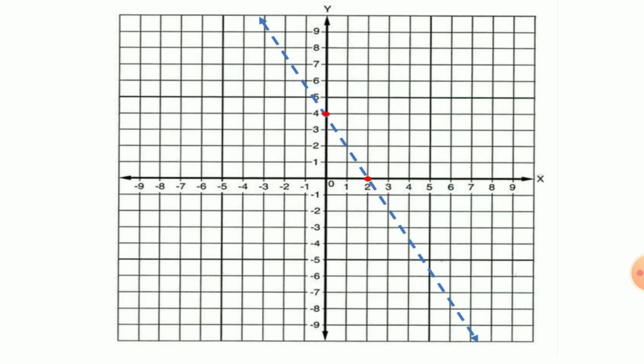So the dash boundary line means that all the values that fall on the dash boundary line are not included as a solution set of the inequality.